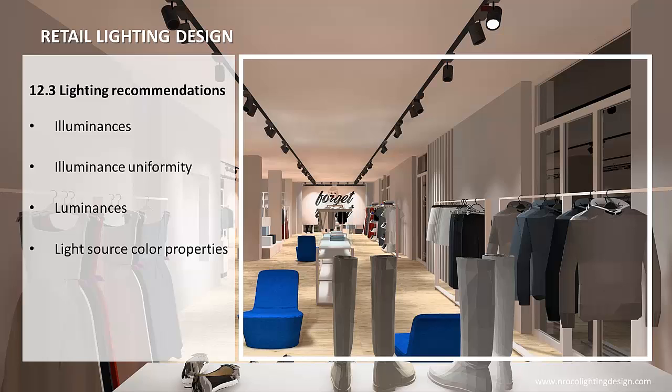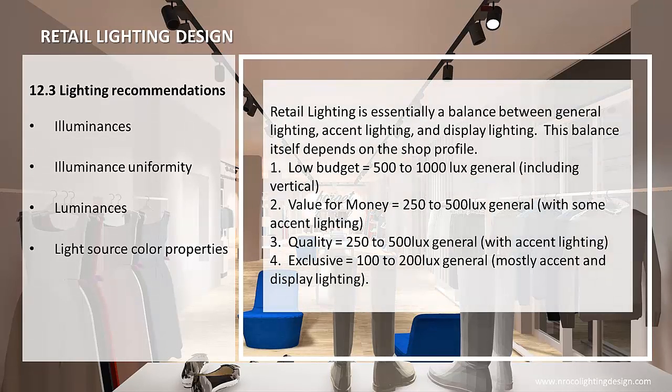For low-budget shops, where there is no accent or display lighting, the average illuminance should be in the range of 500 to 1000 lux. This illuminance should be provided on the merchandise. For a supermarket, this means on the vertical faces of the shelves.